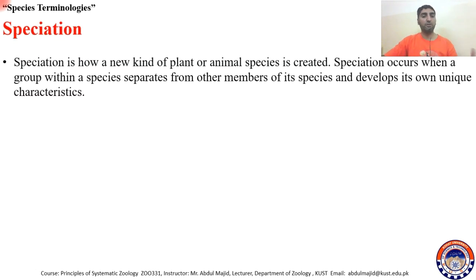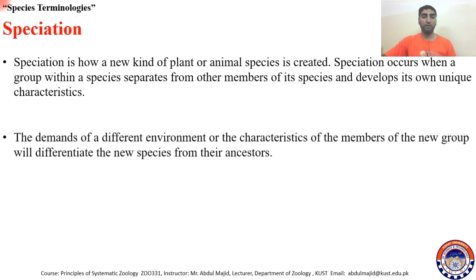Then let's talk about speciation. What is speciation? Speciation is how new kinds of plant or animal species are created. Speciation occurs when a group within a species separates from other members of its species and develops its own unique characteristics. How does it happen? From the main population, a small group of the species becomes geographically isolated. When they separate from the main group, the needs in the new area and the ecology are different. Because of that, their characteristics start to differentiate from the old population, and with the passage of time they become a new species. This is how new species of plants or animals arise.